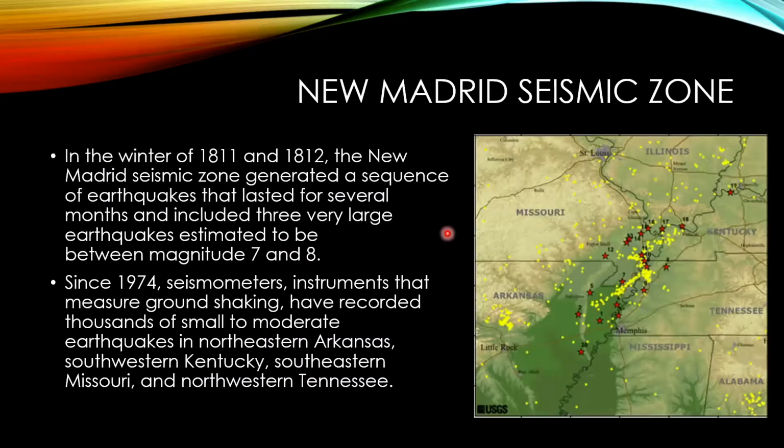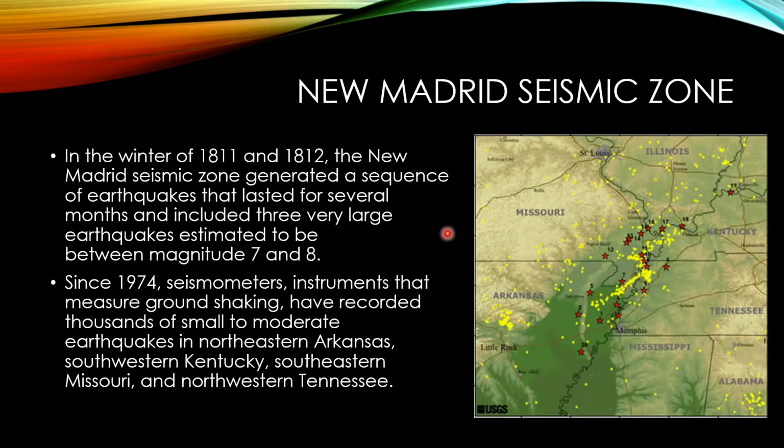So this hotspot area is known as the New Madrid seismic zone. And it's really well known because in the winter of 1811 and 1812, it generated a sequence of earthquakes that lasted for several months and included 3 very large earthquakes estimated to be between a magnitude 7 and 8. They destroyed several settlements along the Mississippi River, caused minor structural damage as far away as Cincinnati, Ohio, and St. Louis, Missouri. And they were felt as far away as Hartford, Connecticut, Charleston, South Carolina, and New Orleans. In this region, it also dramatically affected the landscape.